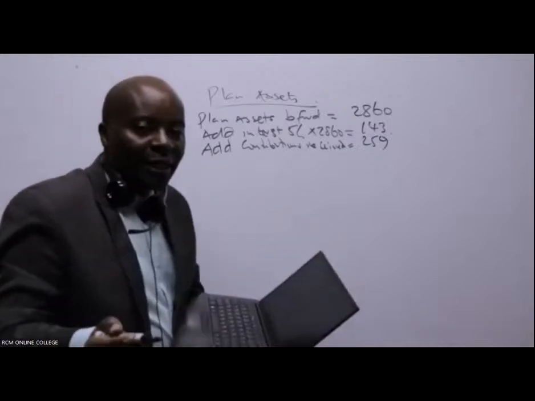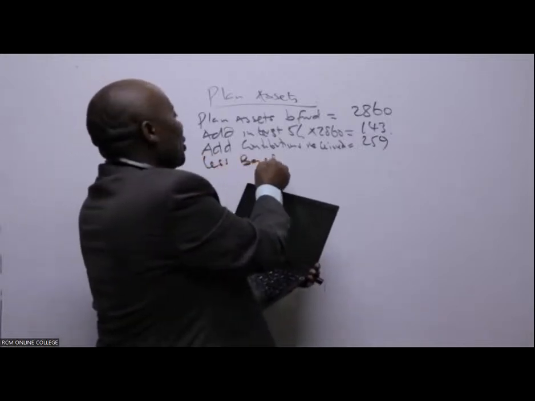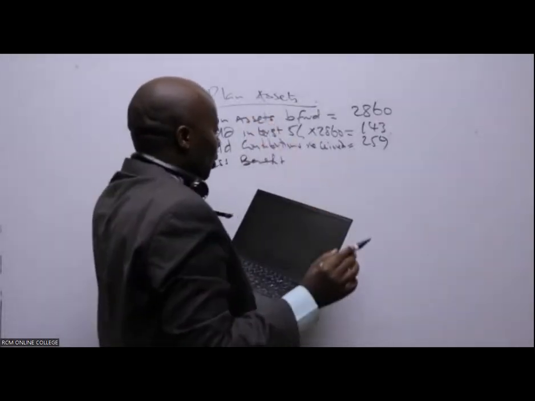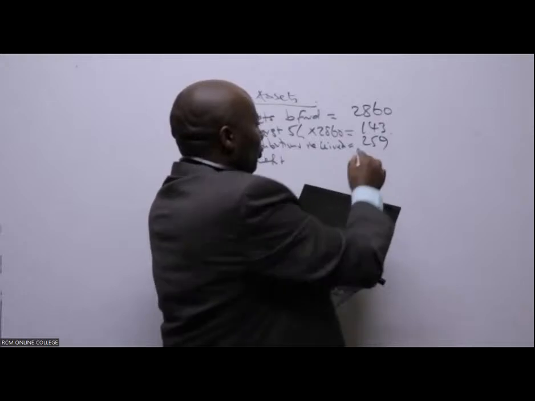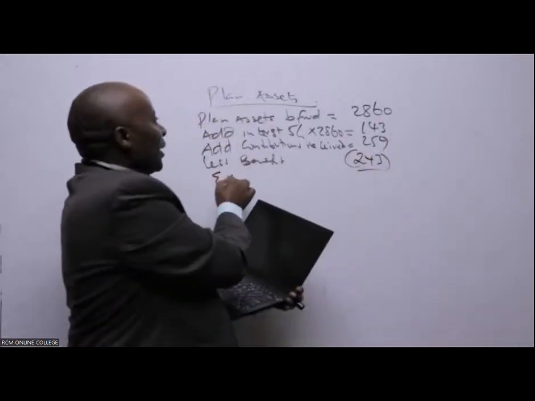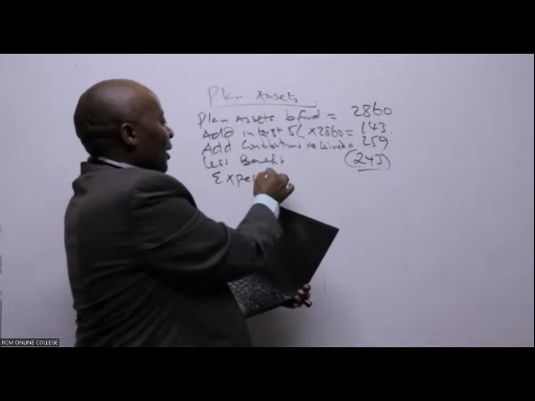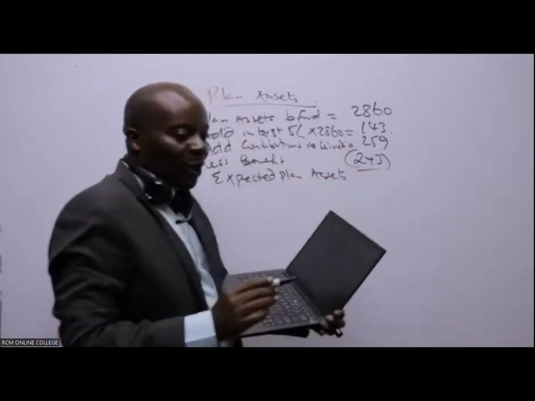the benefits you're paying. So less benefits paid, because now they become relevant when I'm looking at assets in isolation. So less benefits paid to former employees of 200, and that is it. So give us the expected plan assets. So you add everything and then subtract 243.